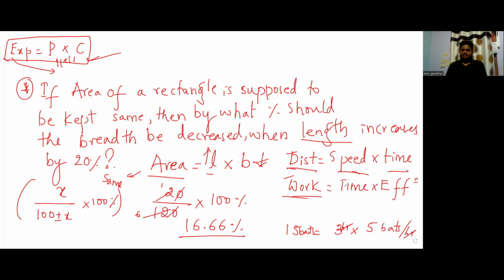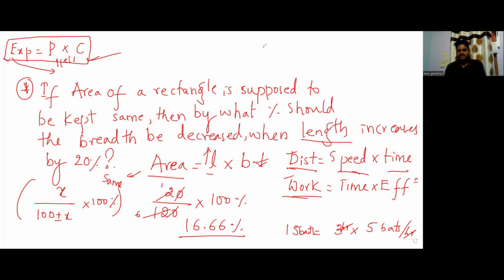Sir, it says decrease, so using the plus would make sense. Yeah. We have to go for the given quantity actually. The formula says look at the given quantity. What is given? Length is increasing. So we have to concentrate on the given quantity's increase or decrease. Okay. Got it. Understood?